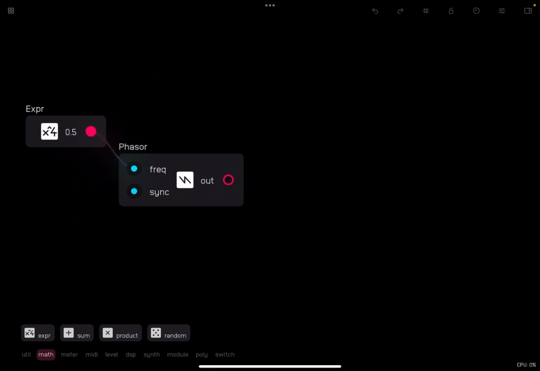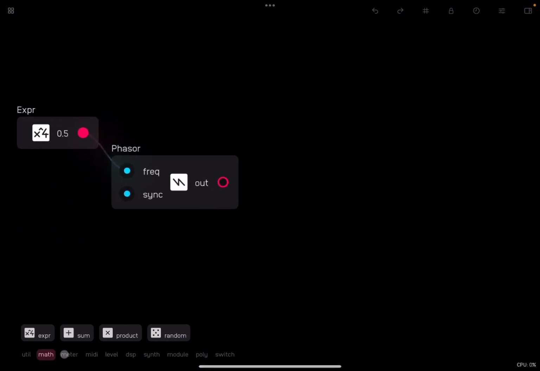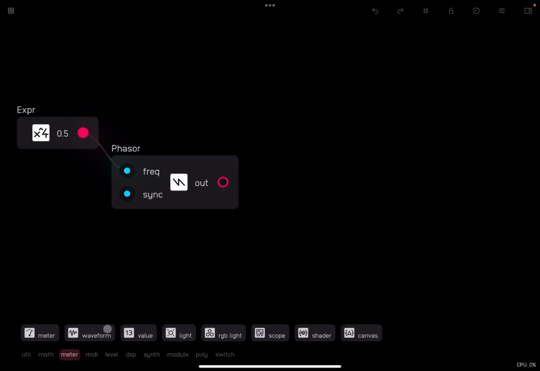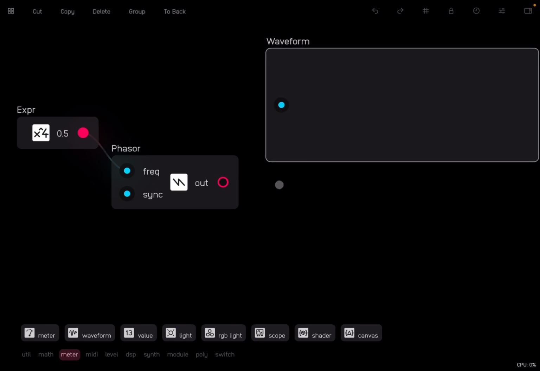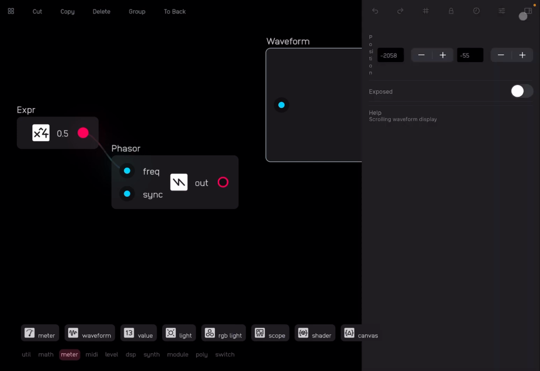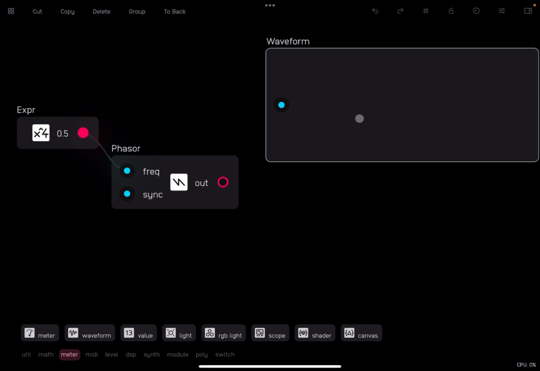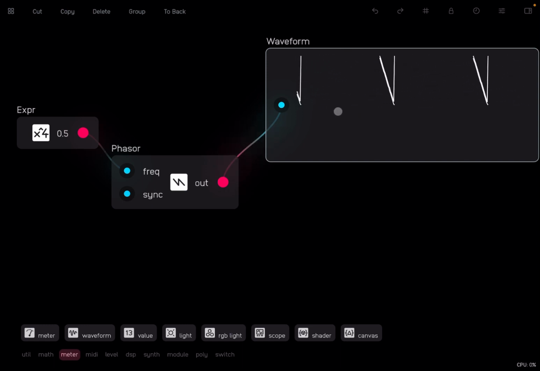Okay, so now let's show you how to use the waveform node, which shows you a waveform. It's a scrolling waveform display, as the inspector says, but again it is good to be used for low frequency. So if I take the output directly into the waveform, this is what happens. Again, it has a range of 1, which is why you see it in this way.